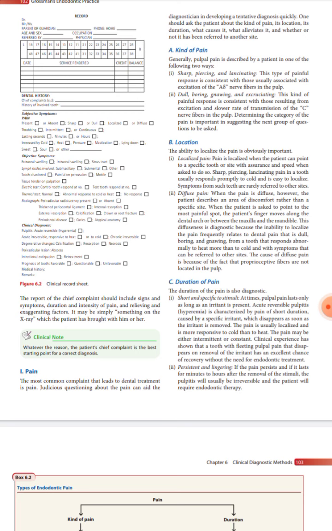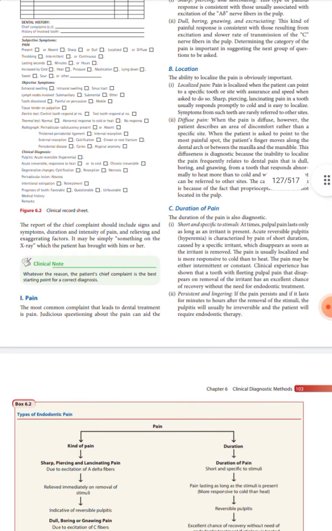Dull: this kind of painful response results from the excitation and slower rates of transmission of C fibers in the pulp. Determining the category of the pain is important in suggesting the next group of questions to be asked. Location: the ability to localize the pain is obviously important, and pain is localized when the patient points to a specific site.